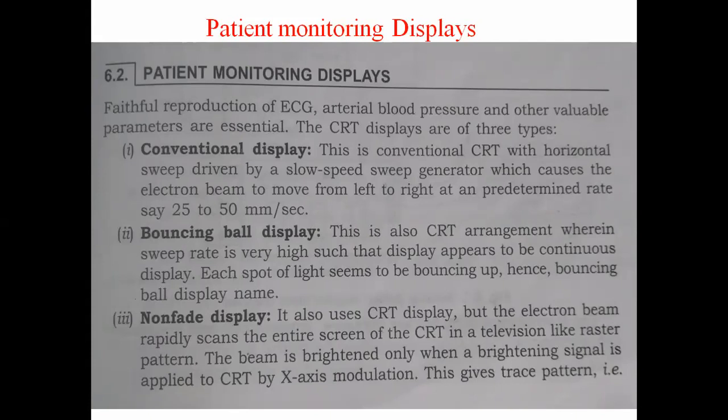The second one is bouncing ball displays. Bouncing ball displays means, by using the conventional display, we can measure only one single signal. Suppose we have to display a number of signals at the same time, so we go for the bouncing ball displays. It can produce a number of traces, which means multiple traces.